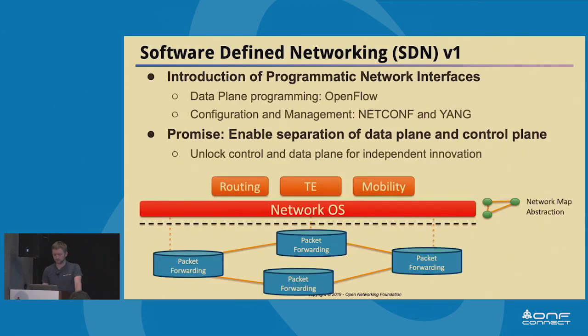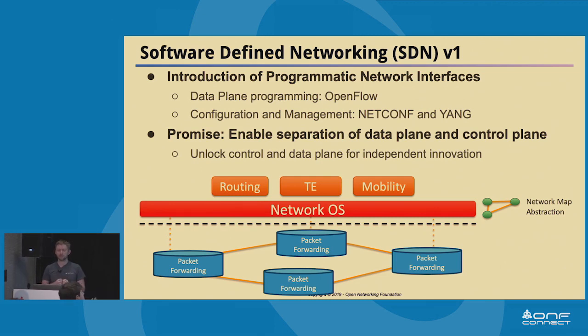So let's get started. For those of you who have been following SDN for a while, you may be familiar with SDN version 1.0, the SDN of 10 years ago. And this SDN was kind of revolutionary because it was one of the first times we had an introduction of programmatic network interfaces that were optimized for machines to communicate with networking devices over a management network. For the data plane, we could program the network using OpenFlow. And for configuration and management, we had the Yang modeling language and NETCONF as a protocol for interacting with devices.